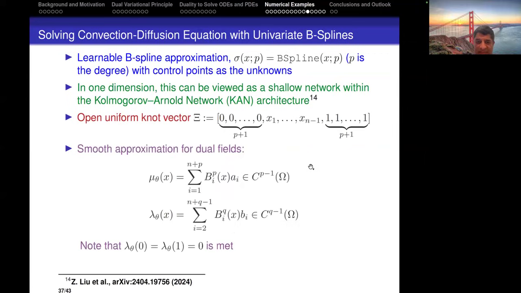So that's what is shown here. And now you construct smooth approximations for dual fields. So this is the approximation for the dual fields. For mu, there's no constraint, so I use all the functions there. But for lambda, I knock off the first one and the last one.